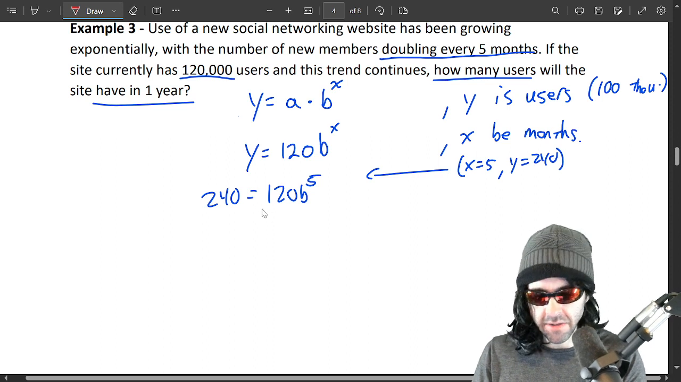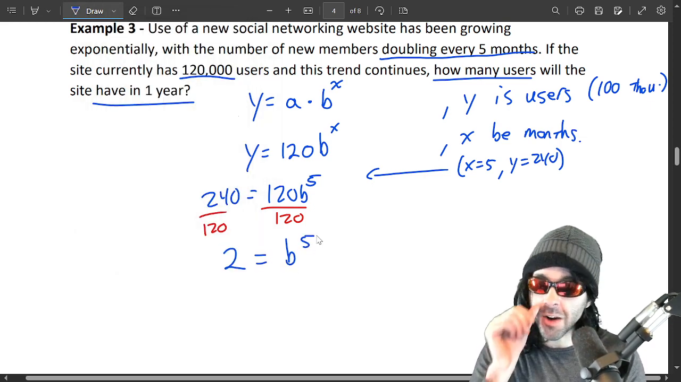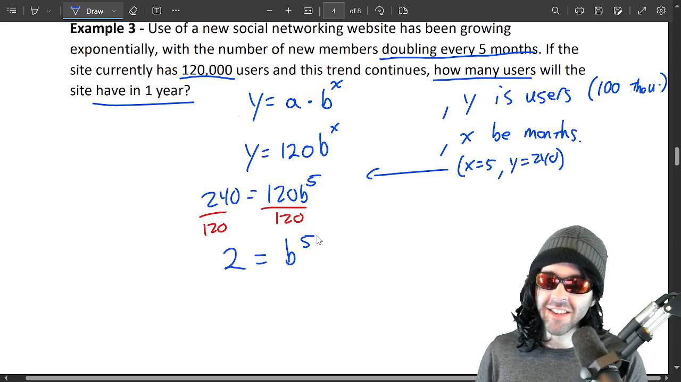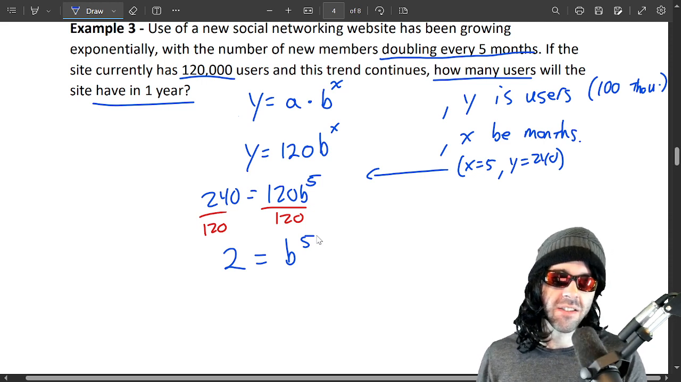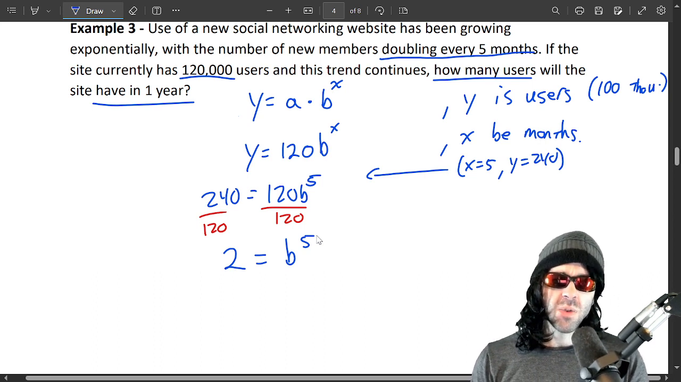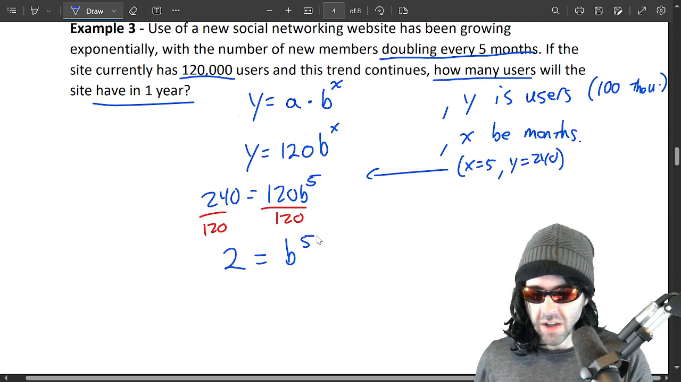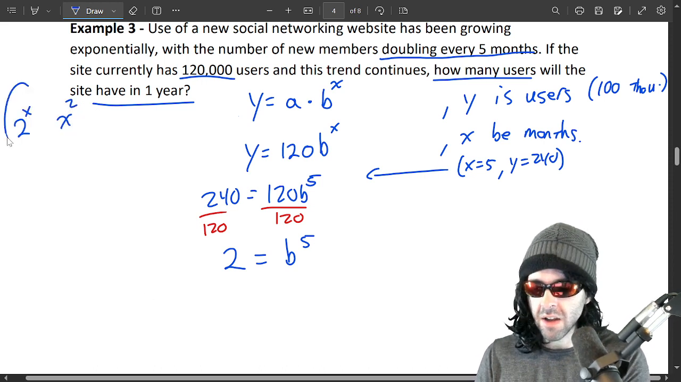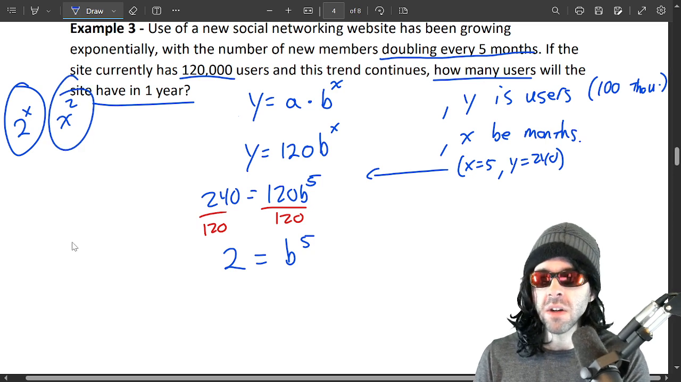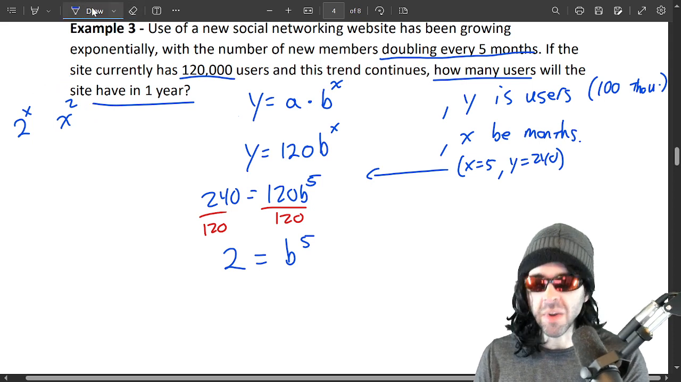We get the variable by itself. Divide both sides by 120. The left-hand side is just 2. That's not a coincidence, my friends. Anytime you're finding a b value from doubling time, you're going to get a 2 over here. So now, you could technically log both sides, but this is not an exponential equation. Remember, there's a big difference between these two things. Exponential equation, quadratic. So we actually have a polynomial over here.